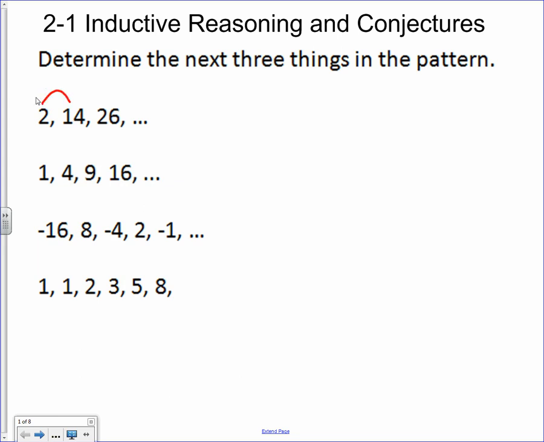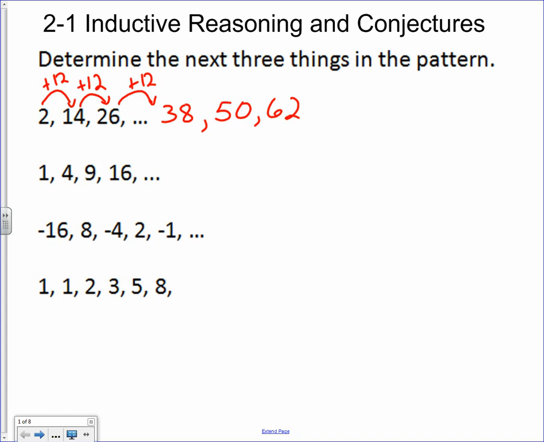going from 2 to 14, we were adding 12. To go from 14 to 26, we add 12. And so our next number that we're going to have would be that 26 plus 12, which gives us 38. If we add 12 again, we get 50. And if we add 12 one more time, we get 62. So the next 3 numbers in our pattern should be 38, 50, and 62.